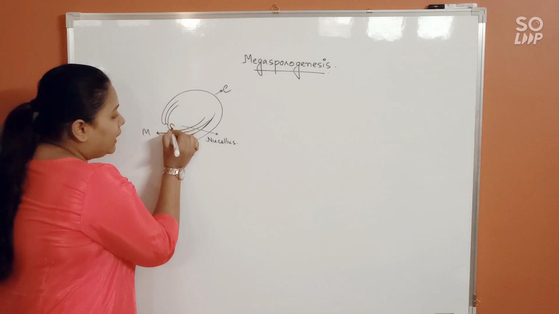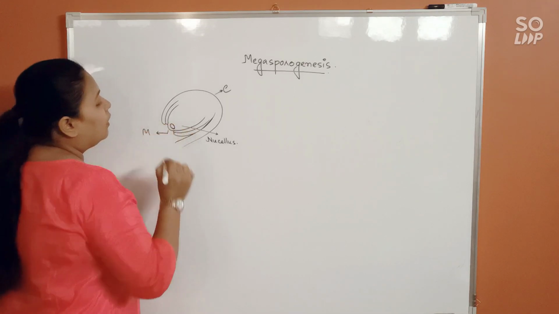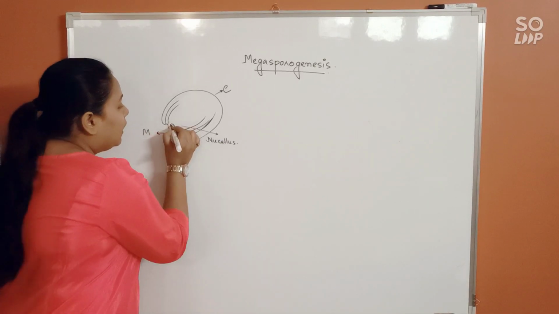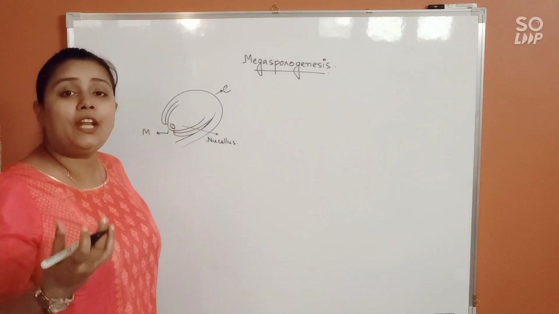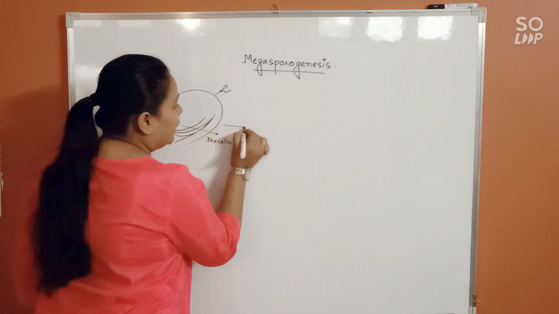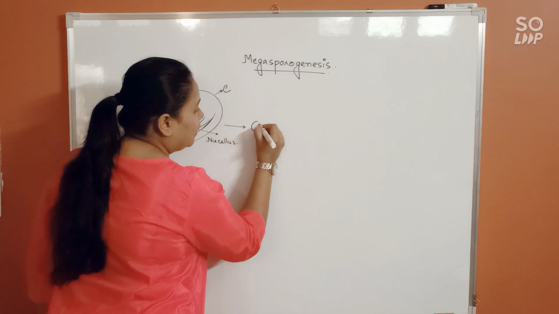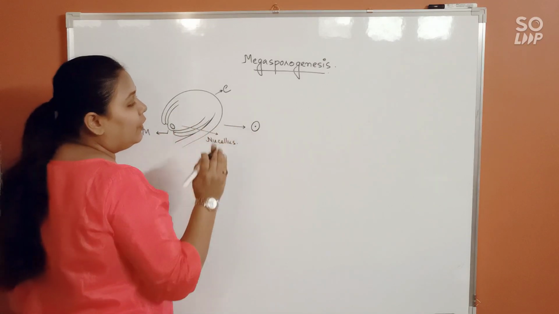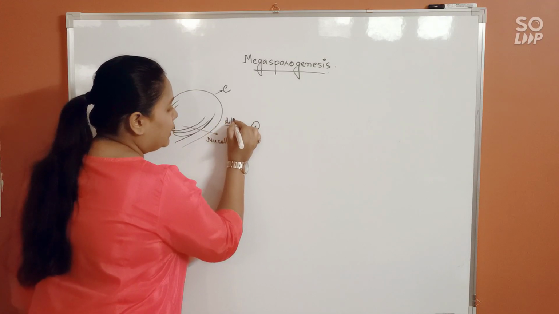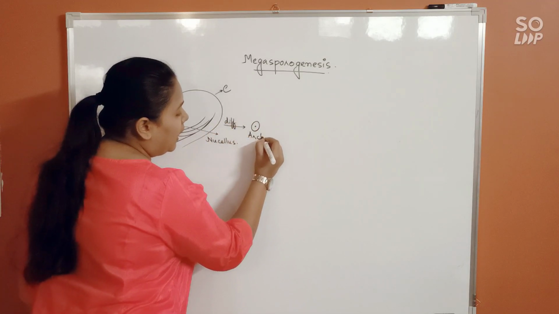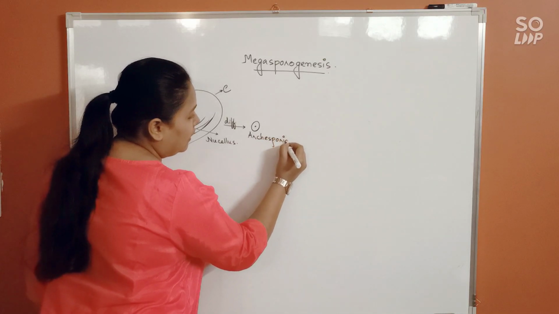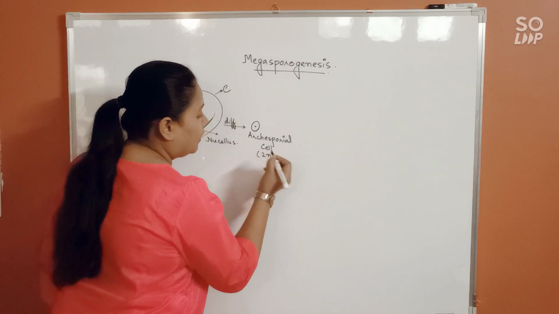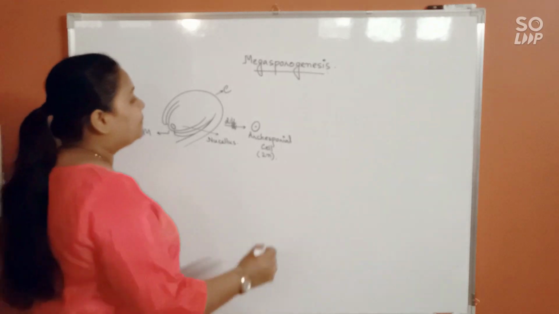during the female gametophyte formation, one of the cells of the nucellus, which is nearby to the micropyle, will start to differentiate. And while it differentiates, suppose I am making the cell here. This is the cell of the nucellus nearby to the micropyle, and it has differentiated. While it is differentiating, it is going to form an archesporial cell. This archesporial cell, of course, is 2n or diploid.